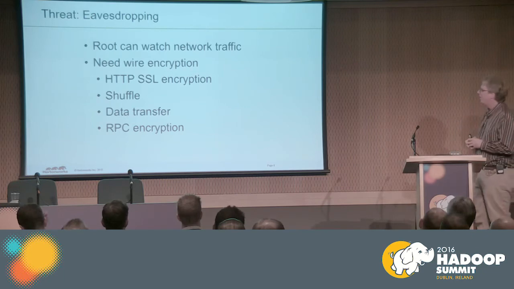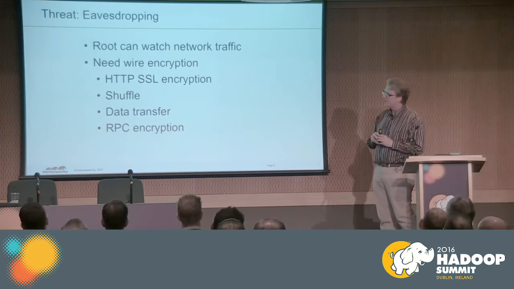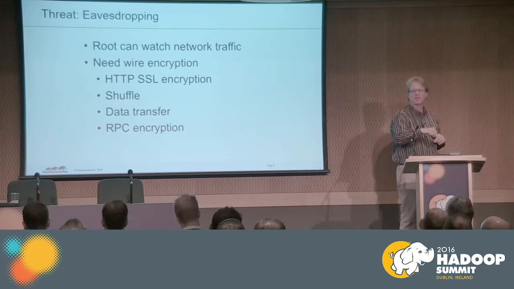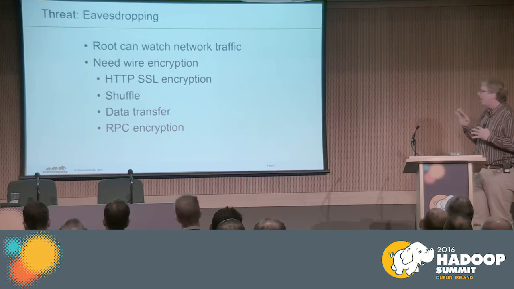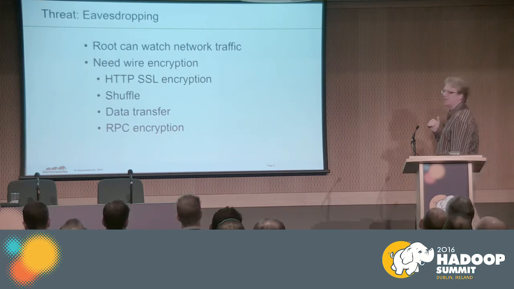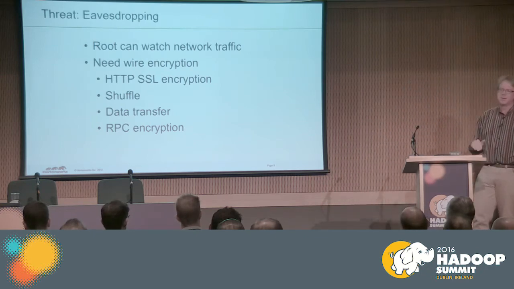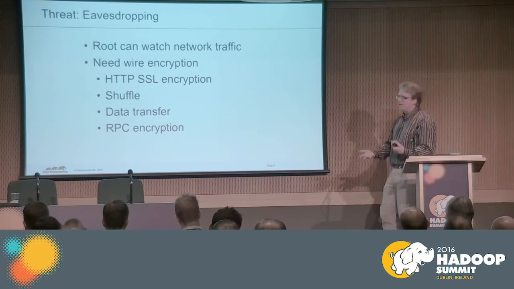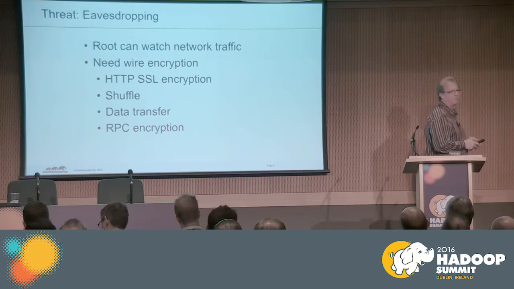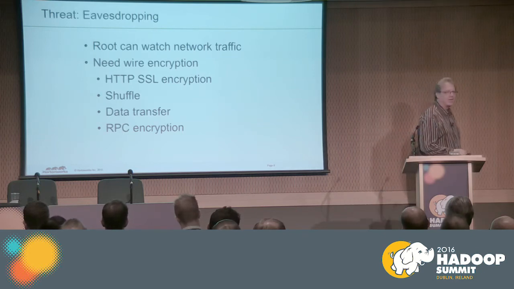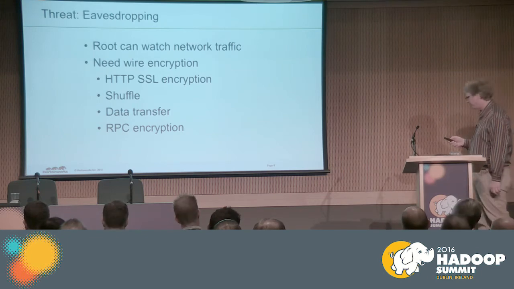So to fix that, you need wire encryption. Fortunately, almost all the Hadoop stack has HTTP SSL encryption. You probably want to turn that on because the HTTP connections tend to go outside of the data center. The other ones, I'd recommend turning off unless you actually are worried about people having root in your data center, because they significantly slow down your performance and the exposure is relatively small, since people don't typically have root in your data center. But there are configuration knobs to turn it on for shuffle, for the HDFS data transfer protocol, and for RPC.